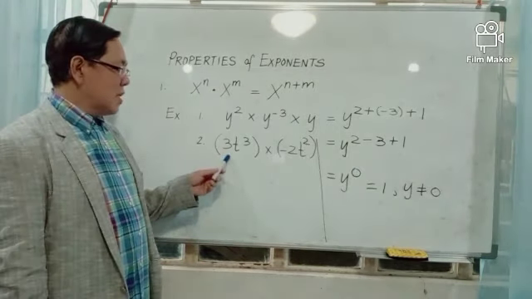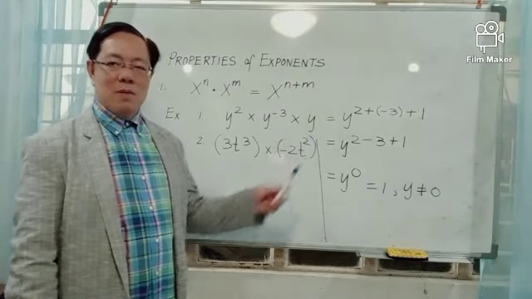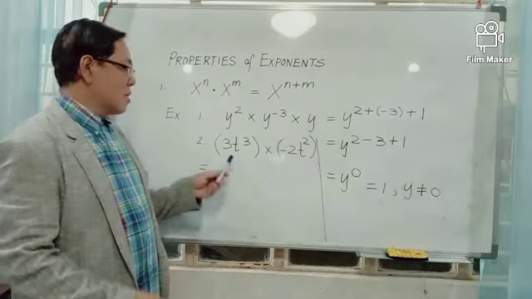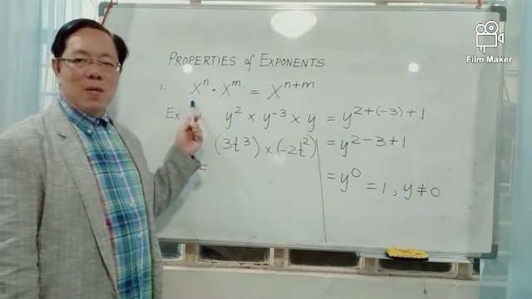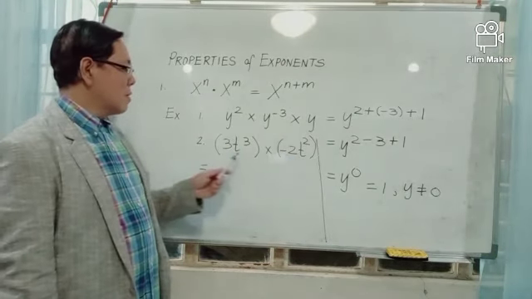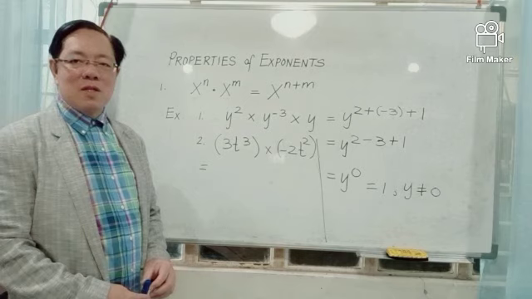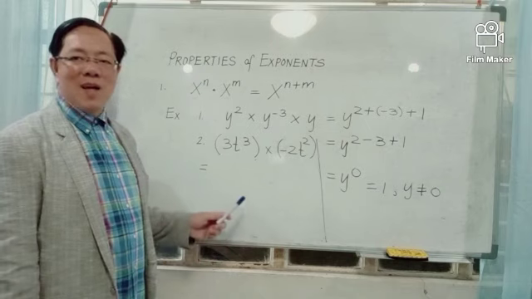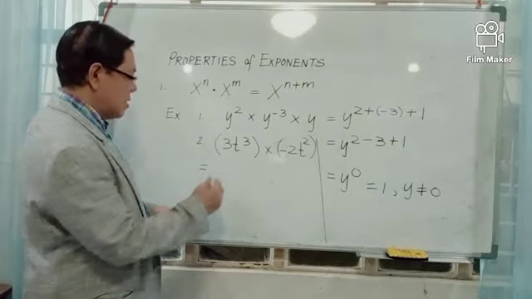We have 3t to the power 3 multiplied by negative 2t squared. To the literal coefficients, t cubed multiplied by t squared, we apply the first property of exponent. But for the numerical coefficients of the factors, 3 and negative 2, we simply multiply the numerical coefficients. You start by multiplying the numerical coefficients. 3 multiplied by negative 2 is negative 6.